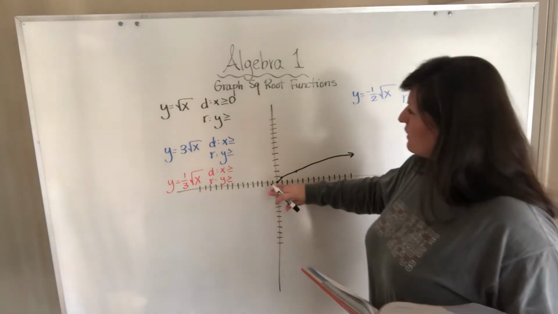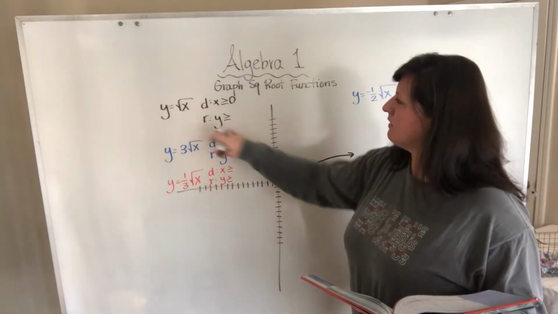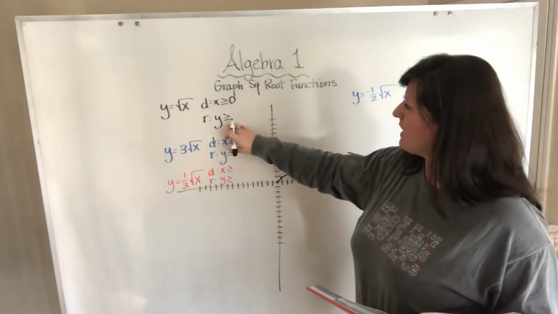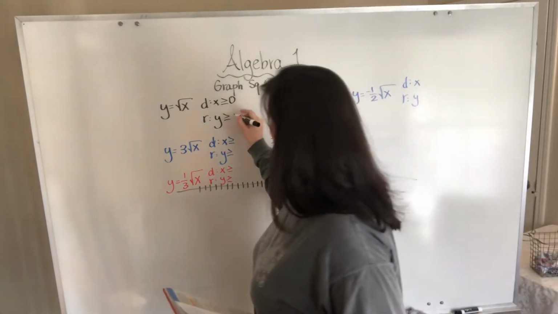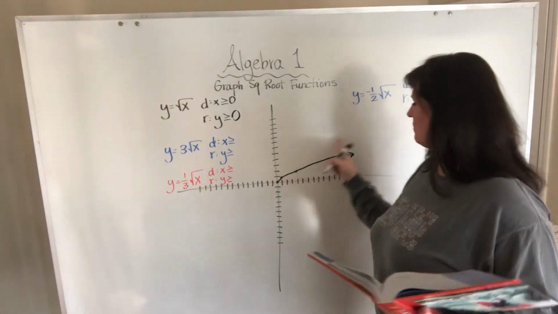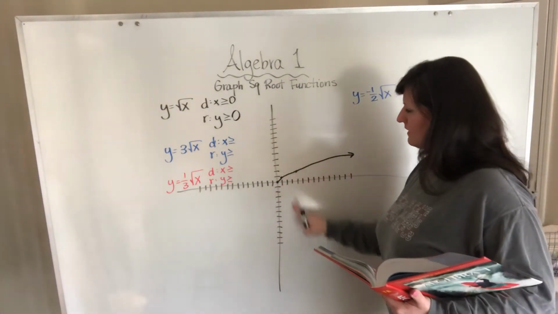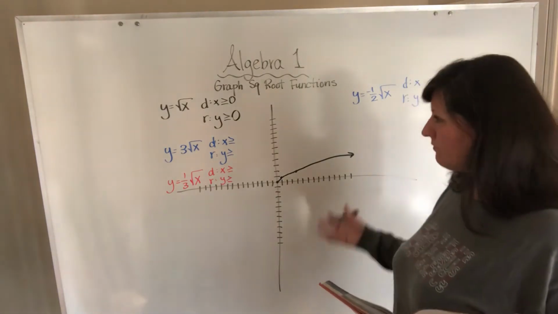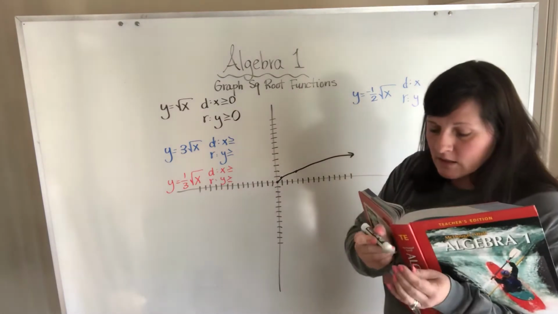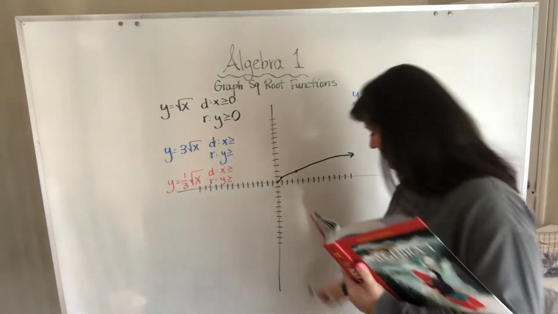All my y values, no matter what I plug in there for non-negative x, y is also going to be greater than or equal to 0. So my range, y is greater than or equal to 0. I don't have anything down here. All right? So what does that mean? Okay? Let's look. That's my parent function, square root of x here.